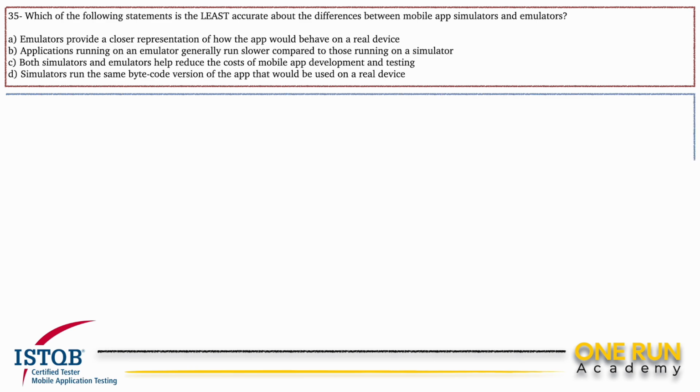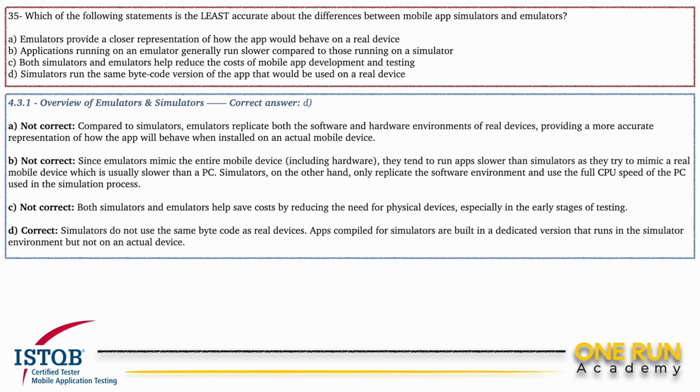Starting with option A, emulators provide a closer representation of how the app would behave on a real device. Well, emulators are designed to mimic both the software and hardware environments of a real mobile device. Because of this, they provide a more accurate reflection of how the app will behave on an actual device. Simulators, on the other hand, only replicate the software environment, meaning they are less precise in mimicking real-world conditions. So, I guess option A is an accurate statement. And since we're trying to find the least accurate statement, this makes it not the answer we're looking for.